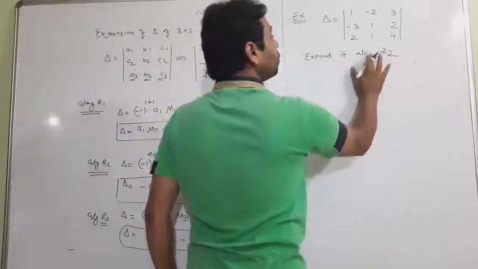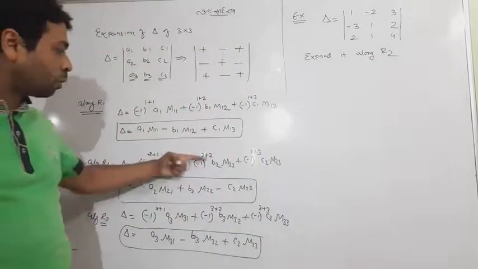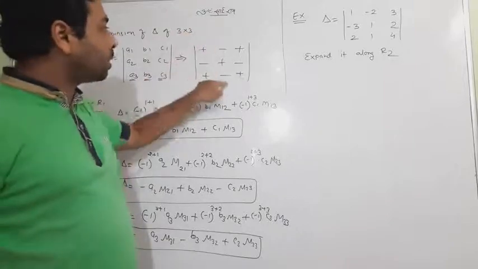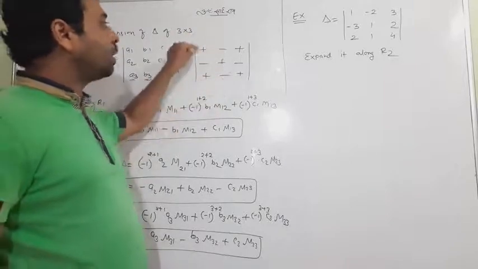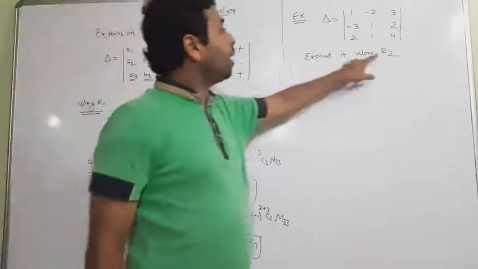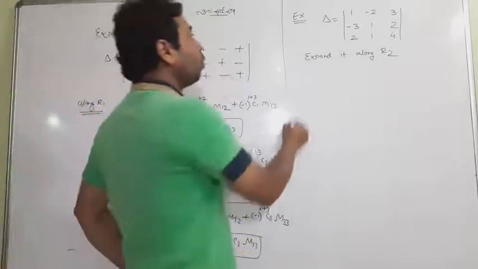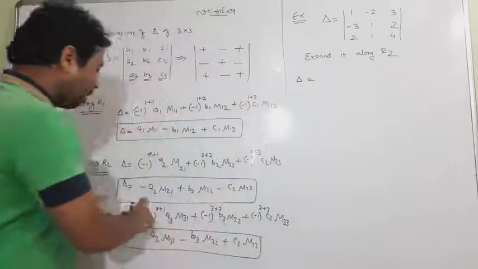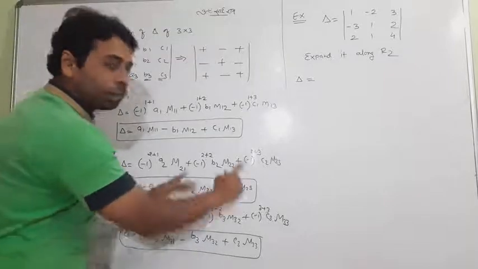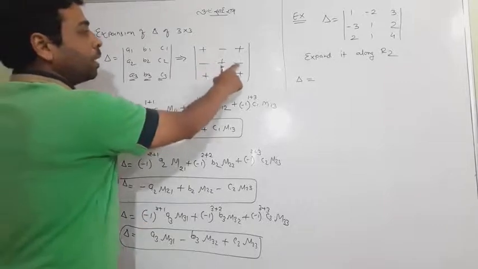R2. Then you need not remember this particular formula, but only this scenario that we have seen here: the order of the sign must be remembered. Along R2 it is minus plus minus, so go with this. You should remember how it is written: element, its minor; element, its minor; element, its minor. The sign in front of them is important. It is following minus plus minus.